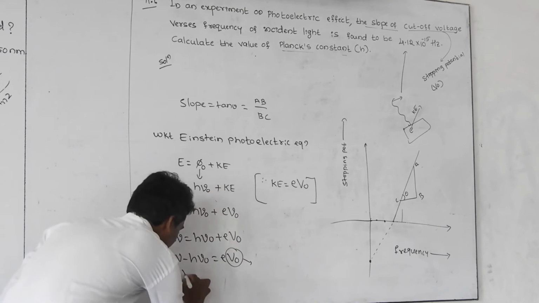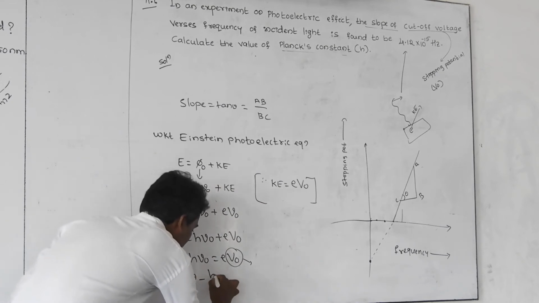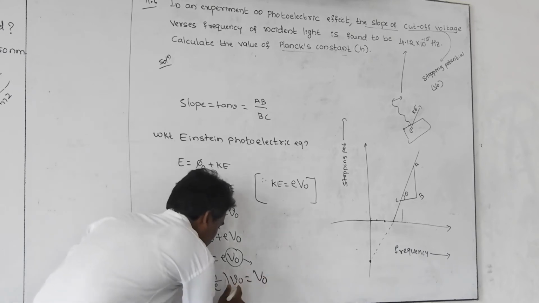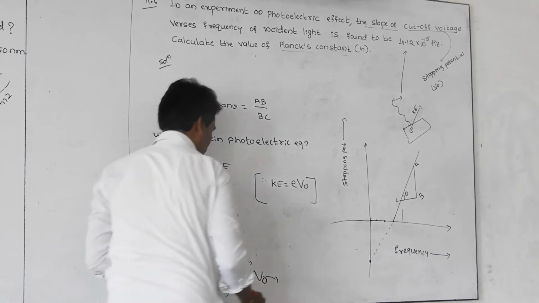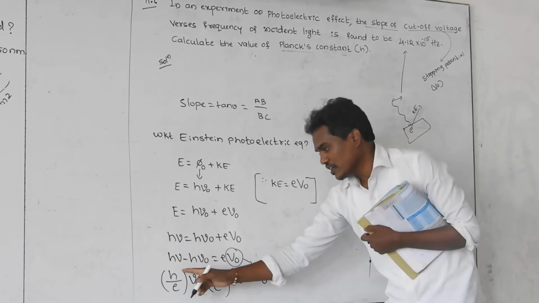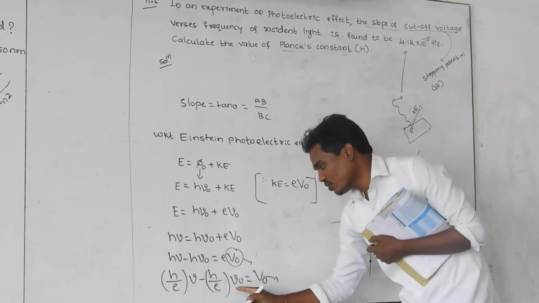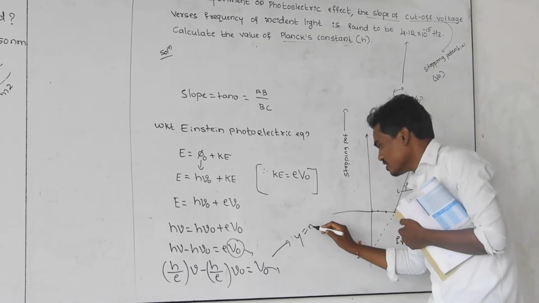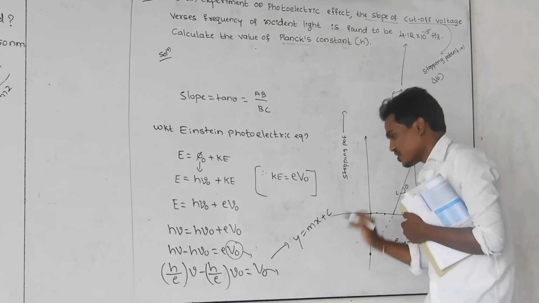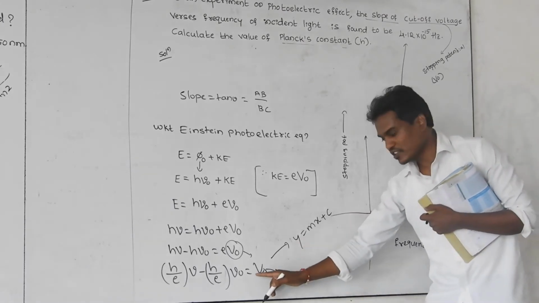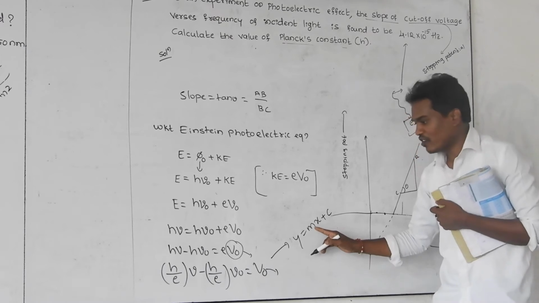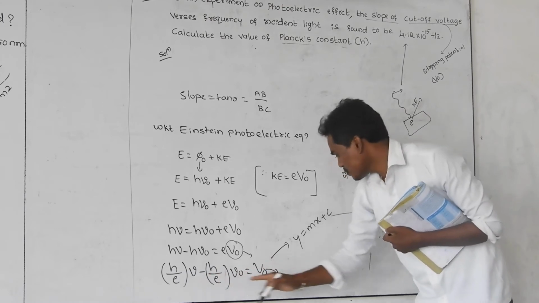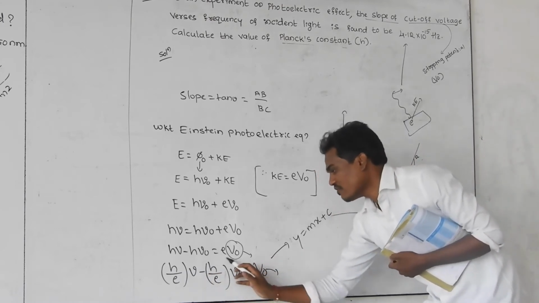Stopping potential is equal to h by e into nu minus h by e into nu naught, which is equal to V naught. We got the equation: h by e into nu minus h by e into nu naught is equal to stopping potential. Compare this equation with the straight line equation, that is y is equal to mx plus c. What is the y value here? That is stopping potential. What is the m value here? That is h by e. And next x is nu, and the remaining term is the c value.